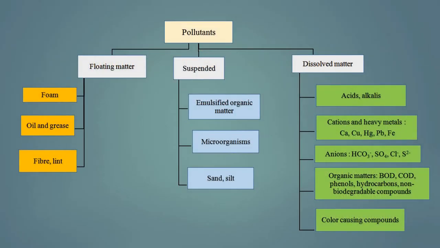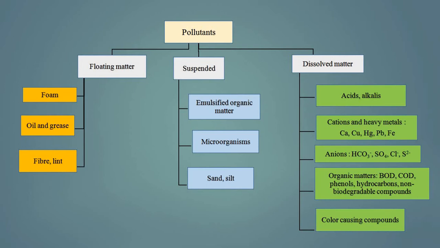There are many categories of pollutants. We can see floating matter like foams, oil and grease. Oil spills are a major problem in the world. There are suspended particles like organic matter, microorganisms such as bacteria and algae, and sand and salt from environmental rocks. There are also dissolved pollutants, which may be acids or alkalis from factories, cations and heavy metals from the environment like calcium, copper, mercury and lead, and anions like carbonates, bicarbonates, sulfates and chlorides, which form the salinity of the water.